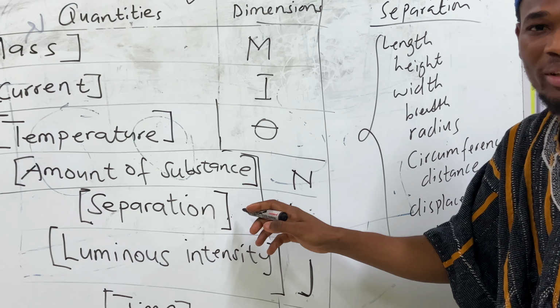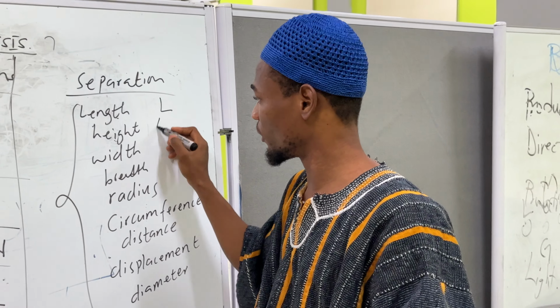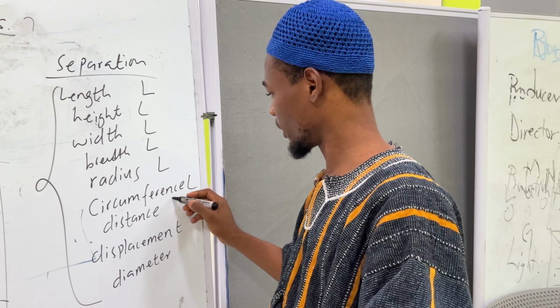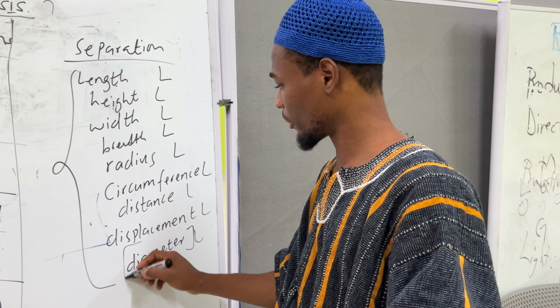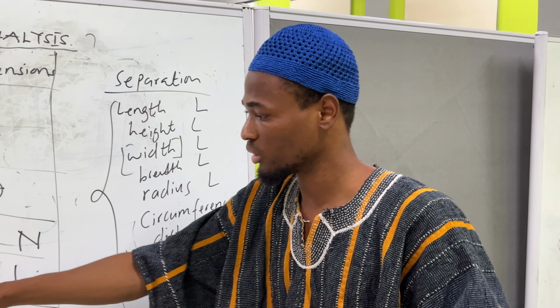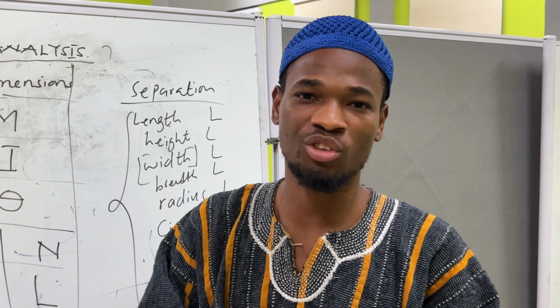Separation. So the dimension for length is what? Is L. The dimension for height is L, width L, breadth L, radius L. When I'm taking the dimension for all, are you okay? So simply, the dimension for separation is what? Is capital L.